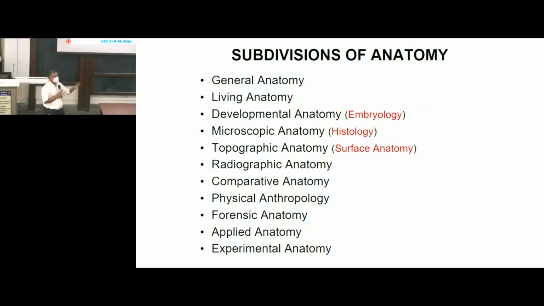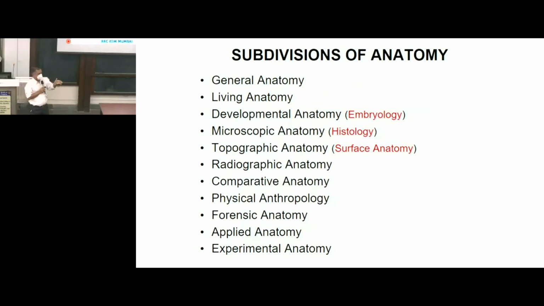Human organism, any organism undergoes development with time. So study of development of a human being is called developmental anatomy, and in bracket you can see embryology. That means it's synonymous with embryology. However, there is a little difference. Embryo is defined at a certain period, that till this much age, the entity is called an embryo. So study of that embryo is called embryology.